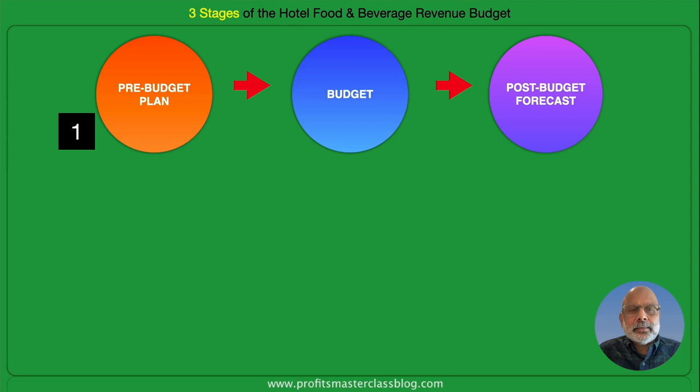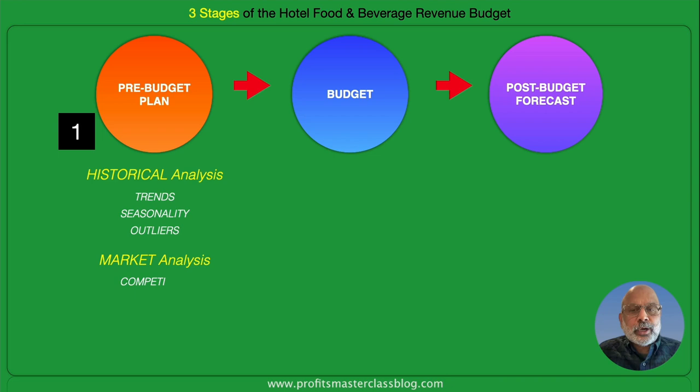Step 1 is about 2 categories. Number 1, historical analysis, which includes trends, seasonality, and outliers. The second category is about the market analysis, what kind of market you are operating in, and that would include competition, a look at the economy you are operating in, what supply changes have taken place, and the demand generators for your hotel food and beverage revenue.